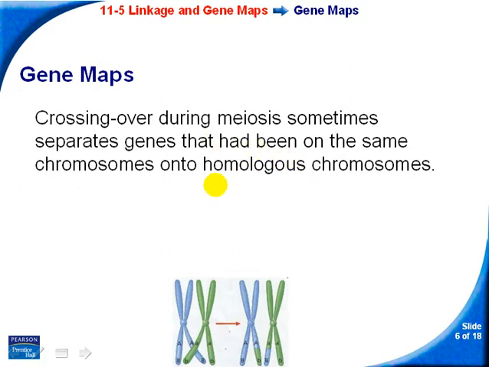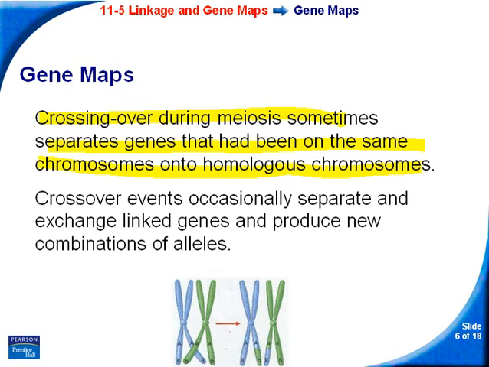So what happens during crossing over, during meiosis, is that the genes that had been on the same chromosome are now on homologous chromosomes. So sometimes crossing over separates them, and when it separates the linked genes, it produces new combinations of alleles.